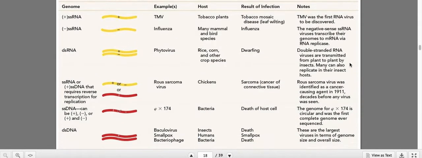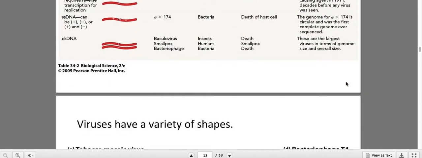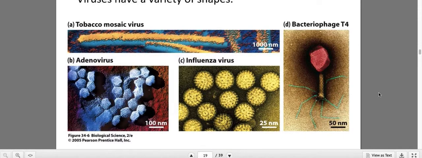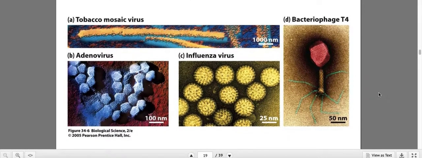So these are just some examples of the type of genetic information. You don't need to know that for now, that's too complicated. And then these are just some of the shapes that the viruses are in.